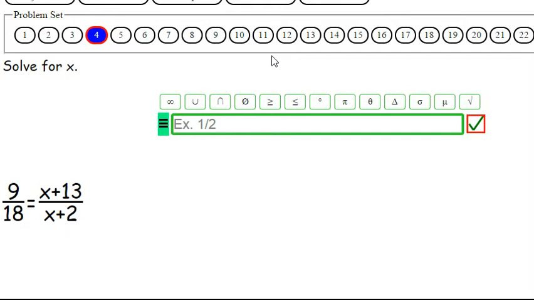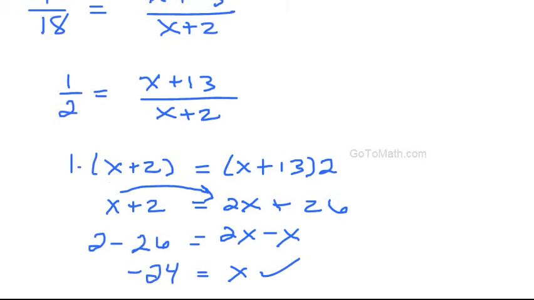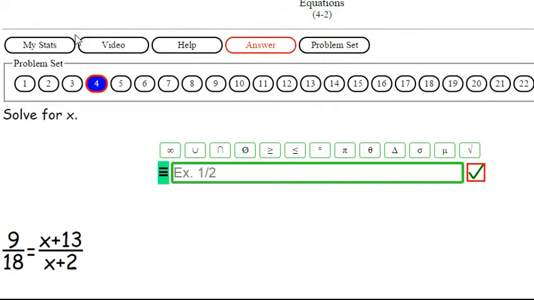Right. And what was that number again? 24, yeah. 24. Just making sure.